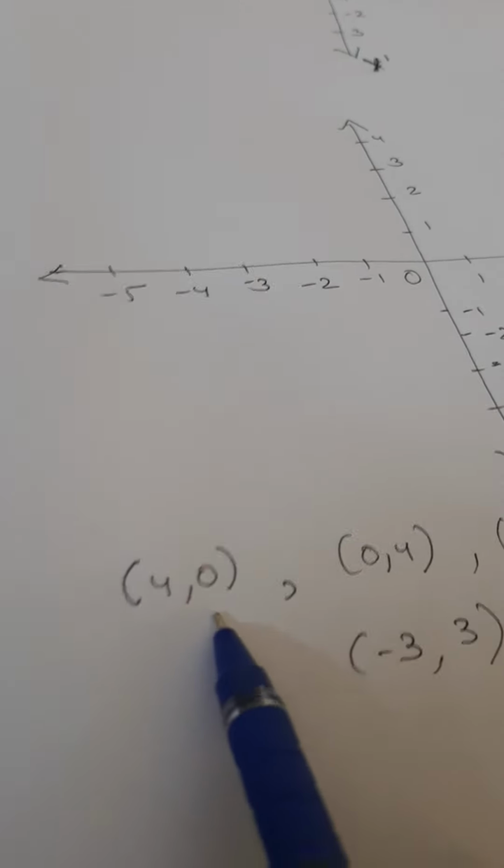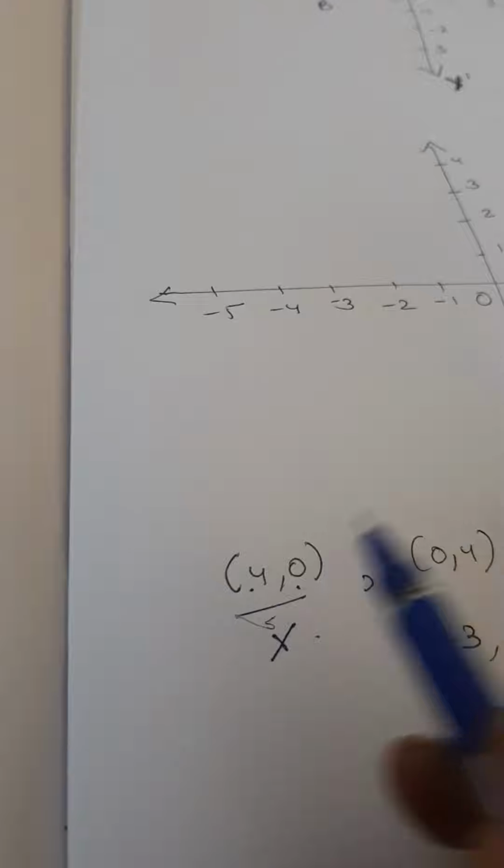That is, only the x coordinate is given and the y coordinate is not given. So this point lies on the x-axis. Now, as the x coordinate is a positive 4, that is plus 4, it will lie on the positive x-axis. Okay, so (4, 0).